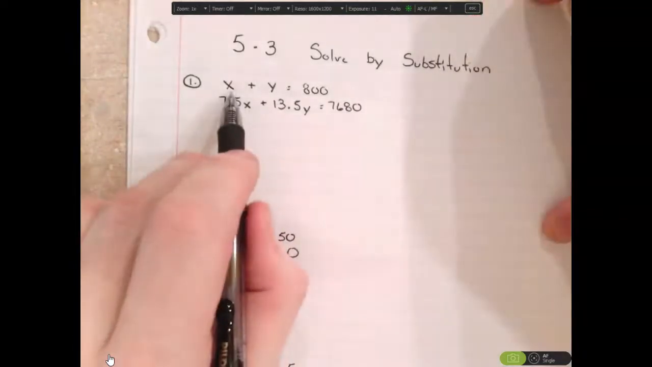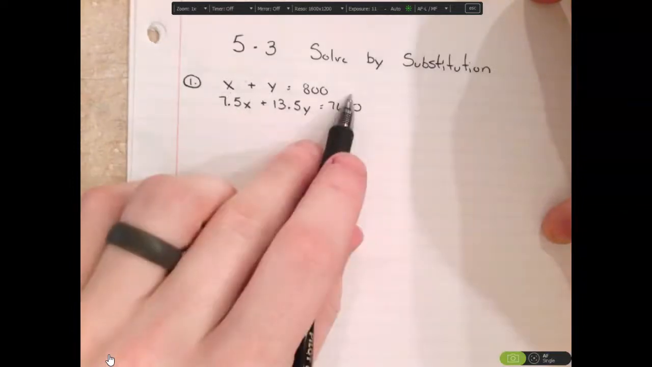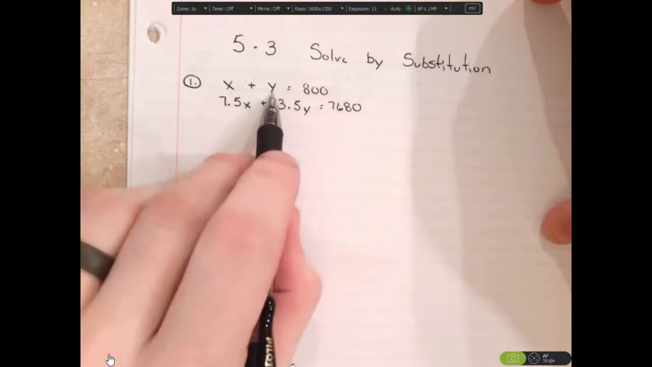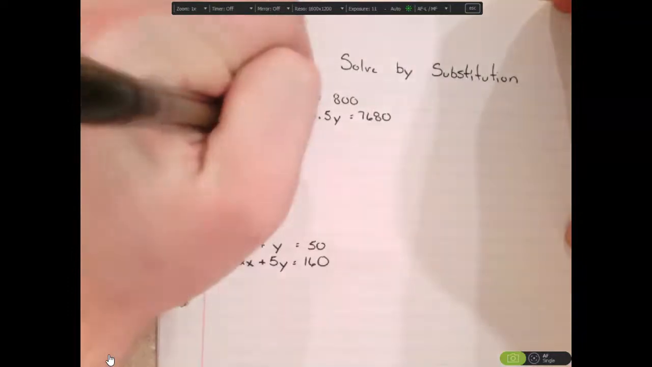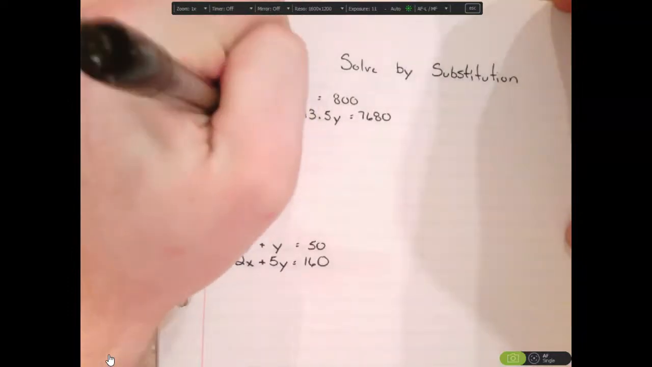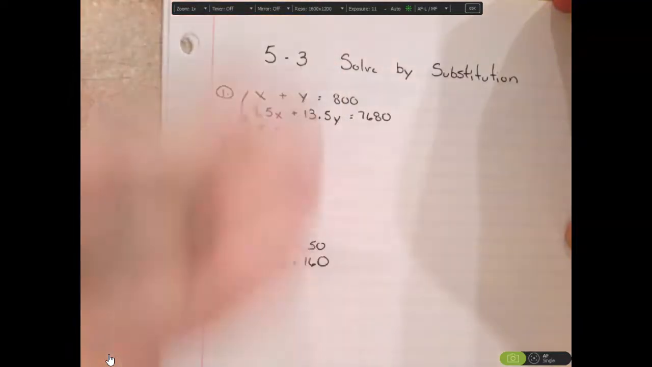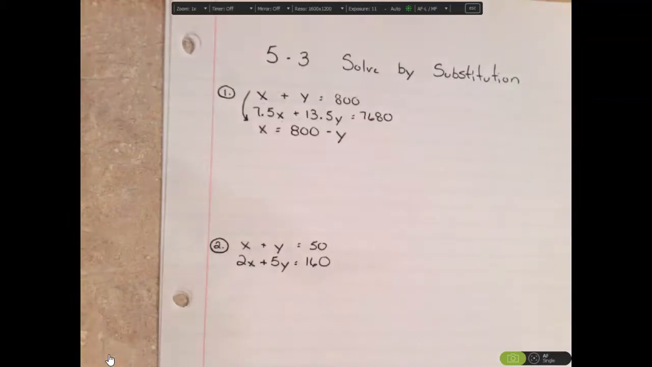If I want to get x by itself, I can move the y to the other side of the equal sign. It's plus y, so I need to do the opposite, so I can subtract y. So I'm going to be left with x equals 800 minus y. And that is my new equation now.